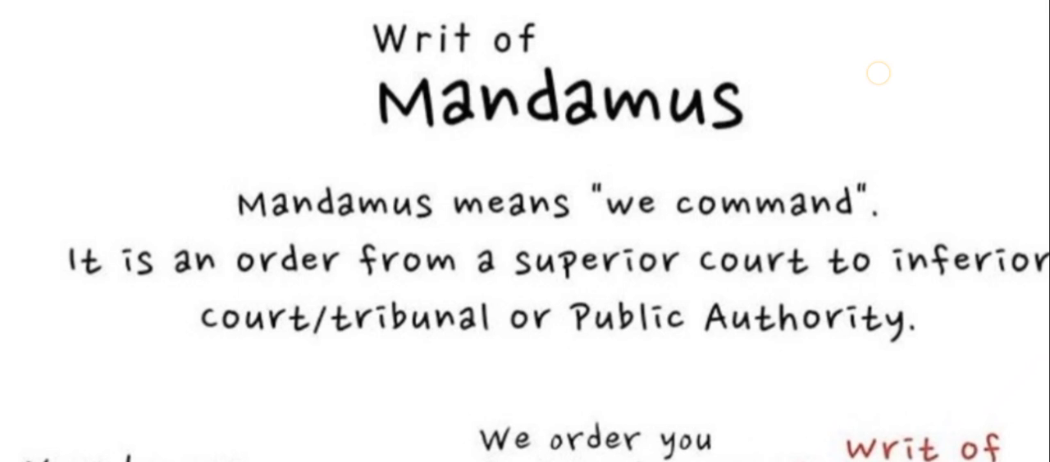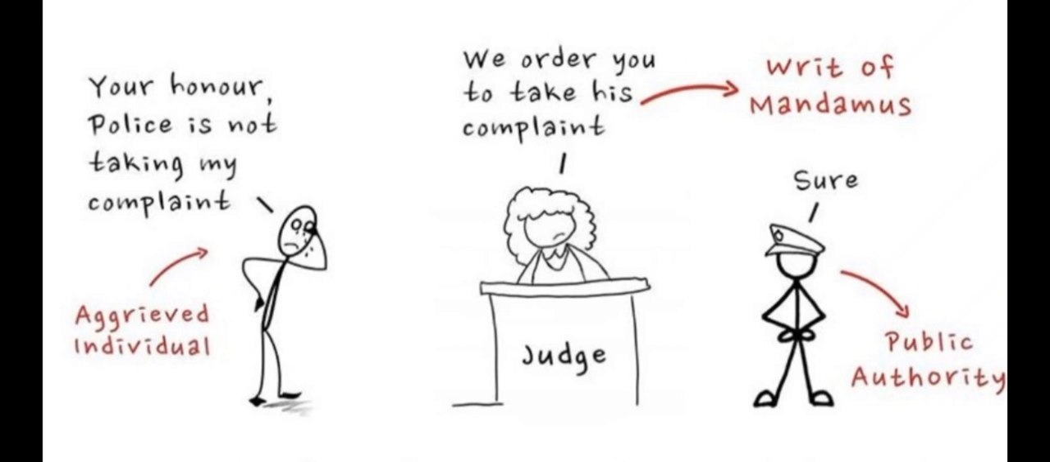Once you see the picture, the first picture is the aggrieved person. Here the aggrieved person is saying the police are not taking my complaint. He went to the police station and the police are not receiving the complaint from the aggrieved person. Then he will go to the Supreme Court or a High Court by using Article 32. Article 32 itself is a fundamental right, that's why he will go to the Supreme Court or High Court.